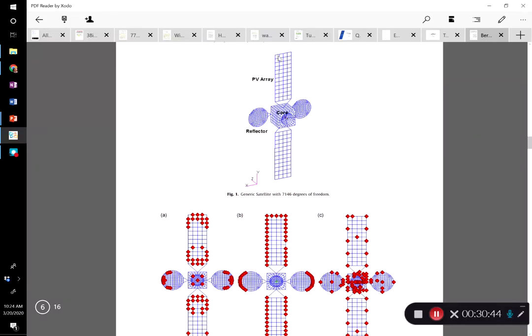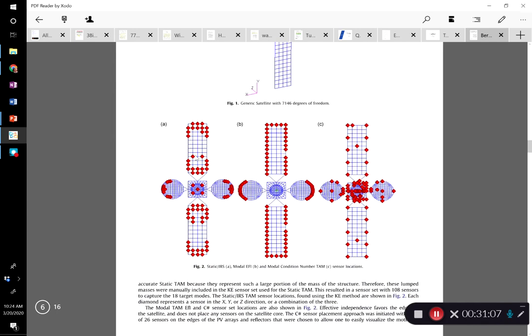And so here we used a simplified, unclassified satellite model. And so you can imagine these are really flexible solar arrays. We've got some a little bit less flexible antennas, reflectors here. They're on a flexible connection, and then a fairly stiff and massive satellite core. And so, applying the algorithms here, this is what the effective independence algorithm gave us in this example. And this is one of the complaints about the algorithm, is it does tend to kind of cluster things around the edges because it's focusing on signal strength.